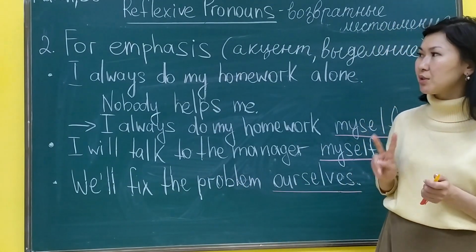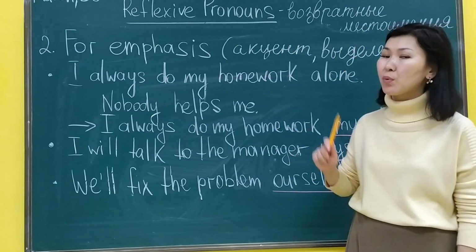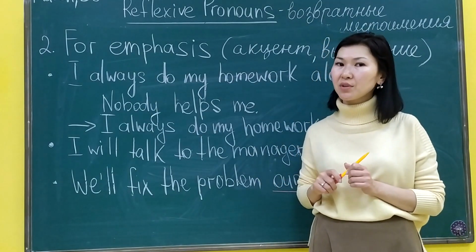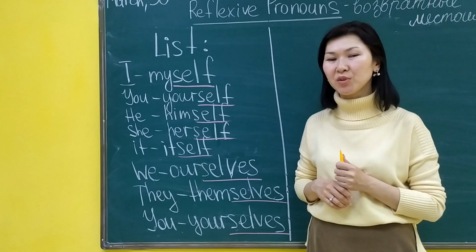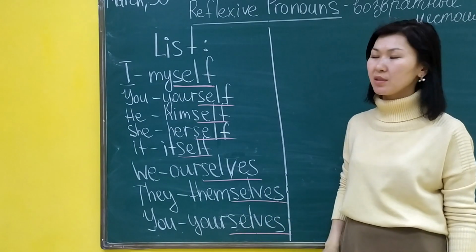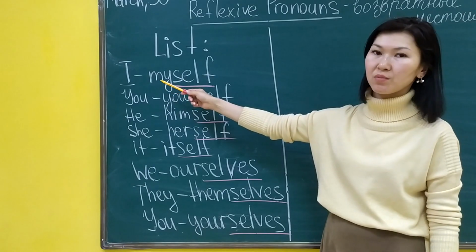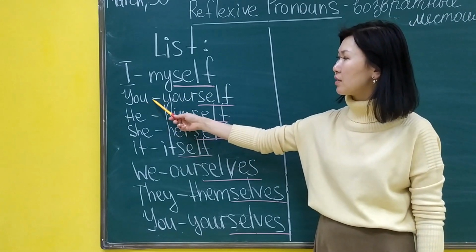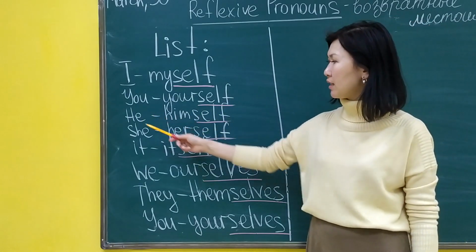So there were two cases when we need a reflexive pronoun. The first one is when the subject and the object are the same thing, and the second reason is for emphasis. Open your copybooks, please, and write down the list of these reflexive pronouns. So I, it's a singular form, reflexive pronoun myself. It ends with self. You, it's also singular reflexive pronoun yourself. He, himself.